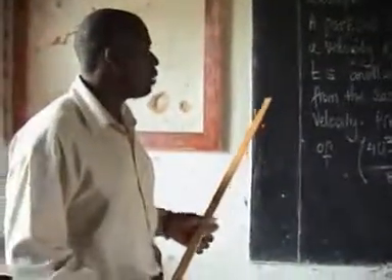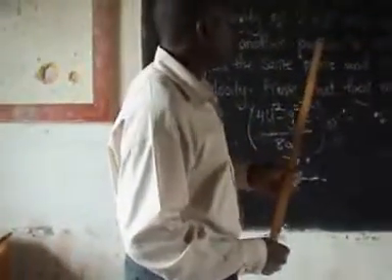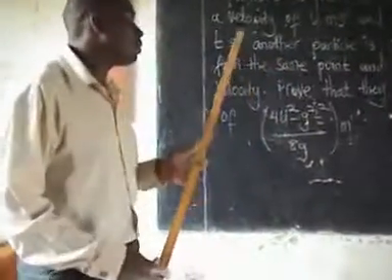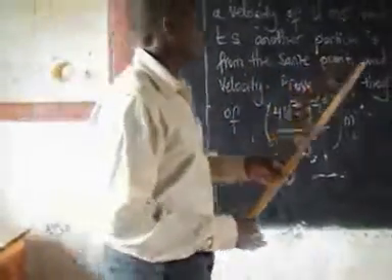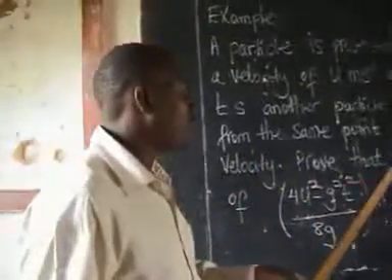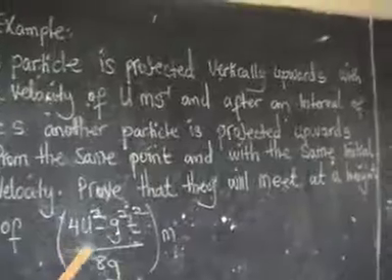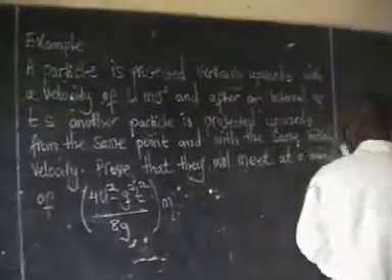So that's the final expression which is required. The particle is projected vertically upwards with a velocity of u meters per second, and after an interval of t seconds, another particle is projected upwards from the same point and with the same initial velocity. Prove that they will meet at a height given in the expression.